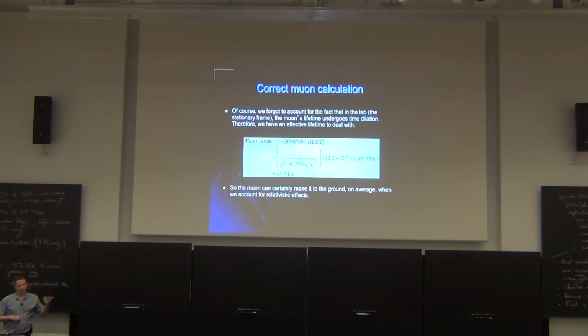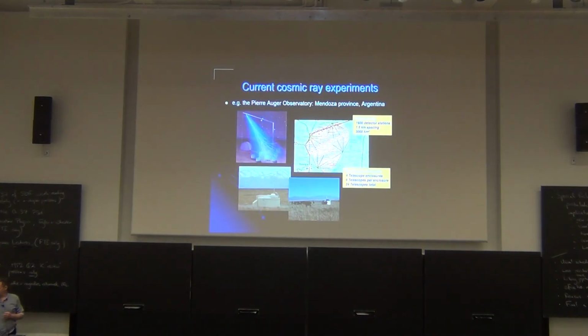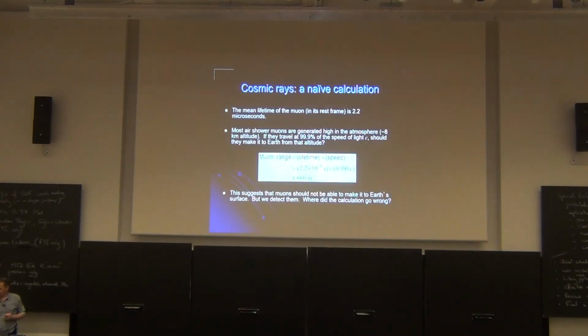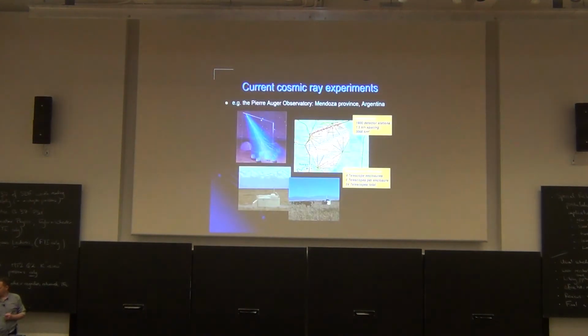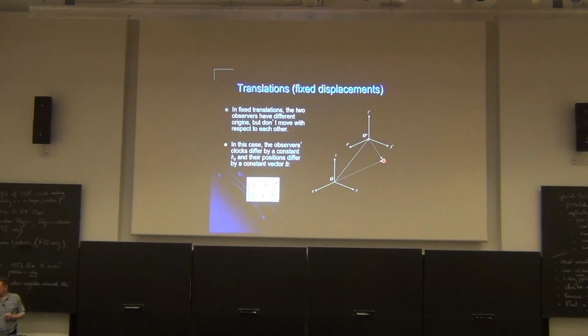So a very simple example, but, well, simple is a little bit esoteric, but a simple example of time dilation at work. This area of cosmic ray physics turns out to be an active area of research for a variety of reasons, and people make use of this time dilation all the time when they do experiments to try and measure cosmic rays.